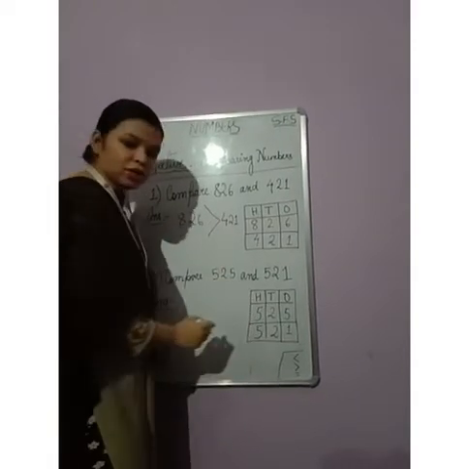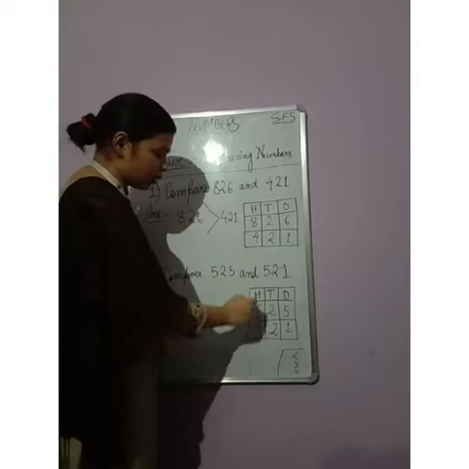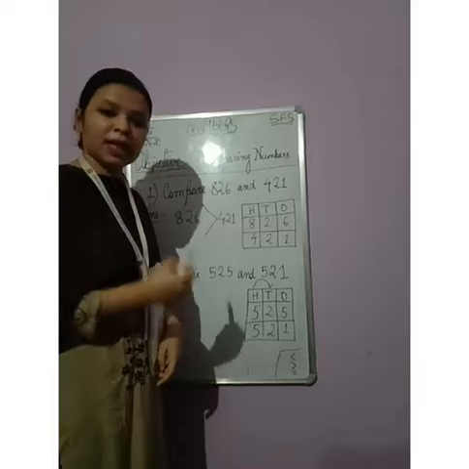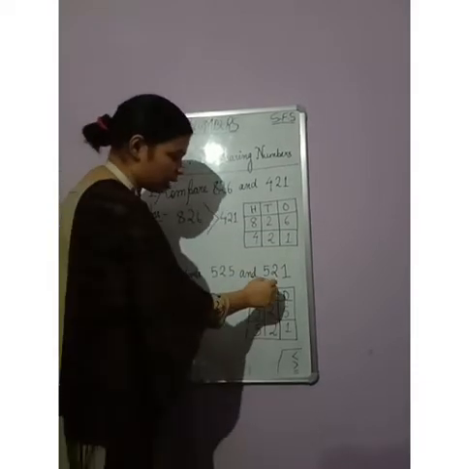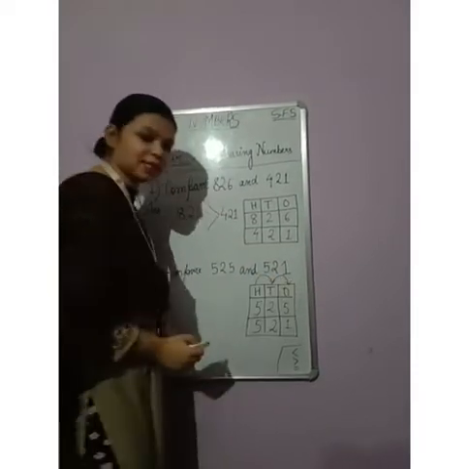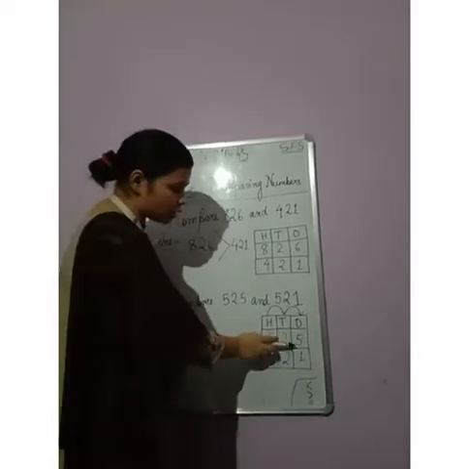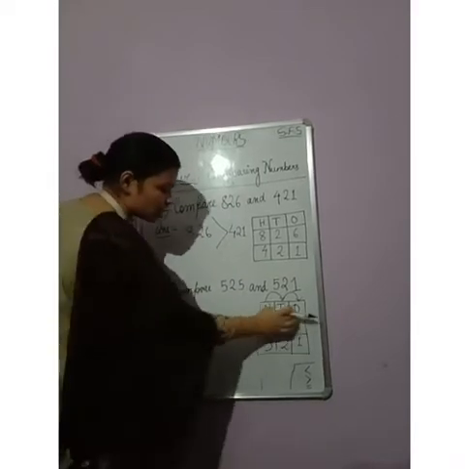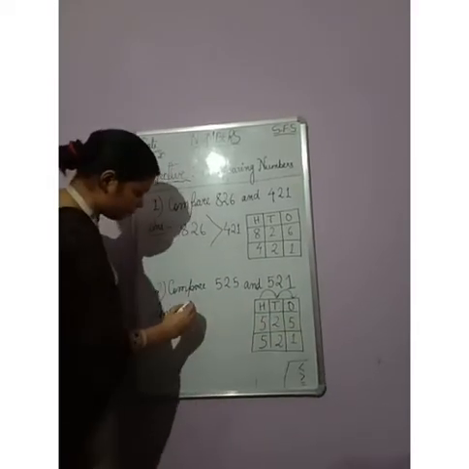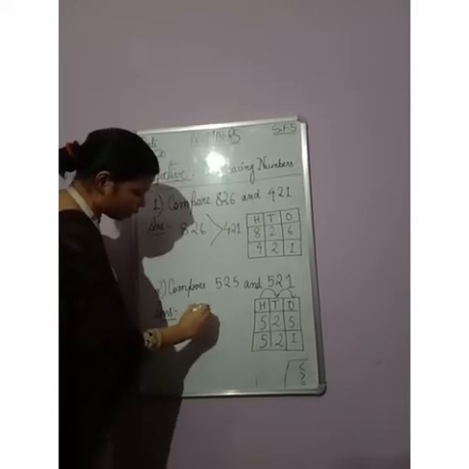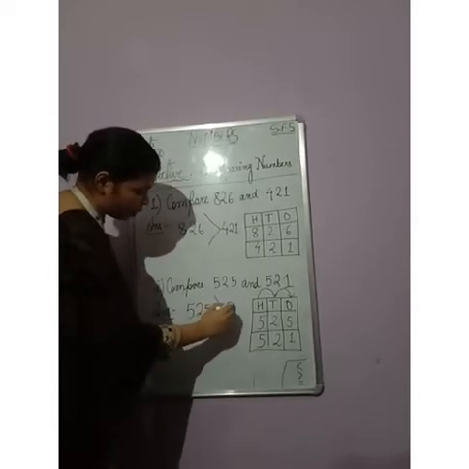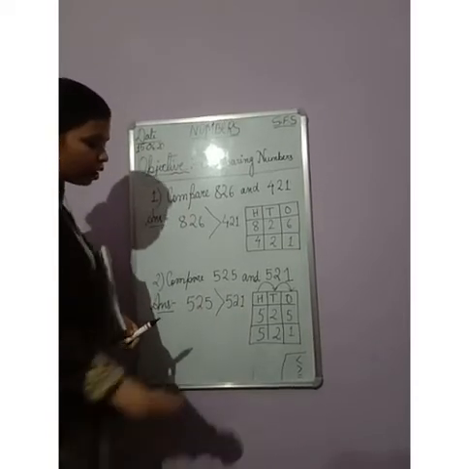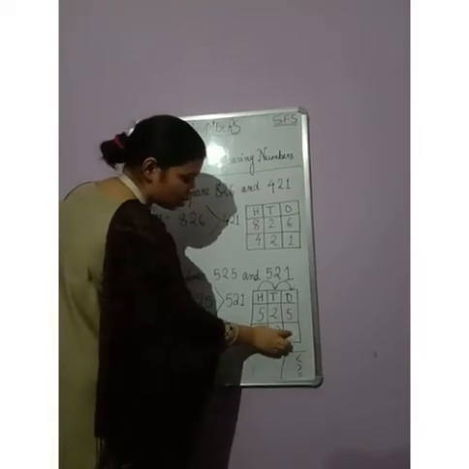5. Remember children, when we are comparing from the left hand side, if we don't get the answer in the hundreds place, we go to the next place, that is the tens place. If in the tens place also we have not got the answer, then you go to the next one, that is the ones place. In the ones place, we got the result, 5 and 1. 5 is greater than 1. That means this whole number is bigger than the other. That is 525 is bigger than 521.